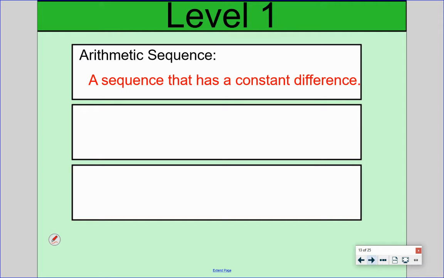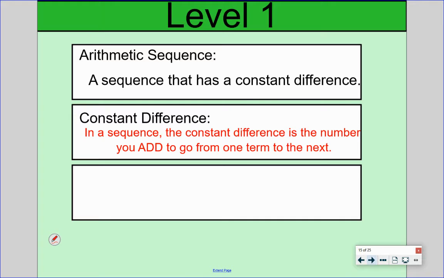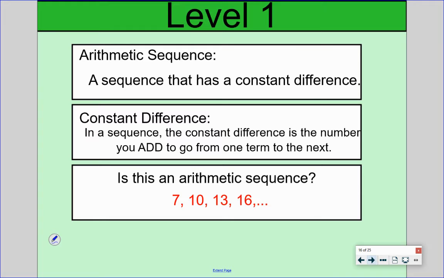So these are lots of words we're learning. So if you can pause and write down these definitions, we'll need that. So arithmetic sequence is a sequence that has a constant difference. Well, what is a constant difference? A constant difference is, in a sequence, the number you add to go from one term to the next. I'm going to emphasize that add right there. It's the number we add to go from one term to the next. We're going to be doing lots of examples today, so you will be just fine.